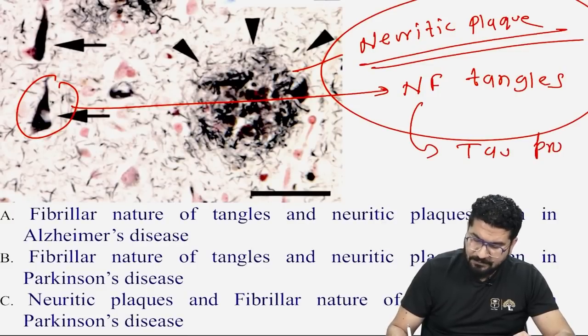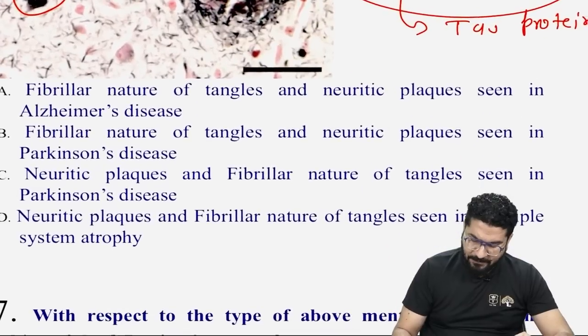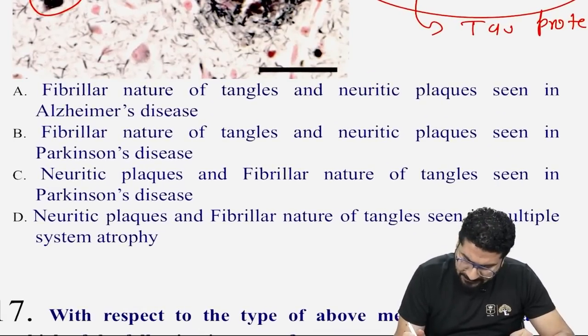So now most of you know the answer. It's the case of Alzheimer's disease. So let's see the options one by one. A: fibrillary nature of tangles and neuritic plaques seen in Alzheimer's disease, that is a possible option. So let me keep this as an option. This could be the answer.